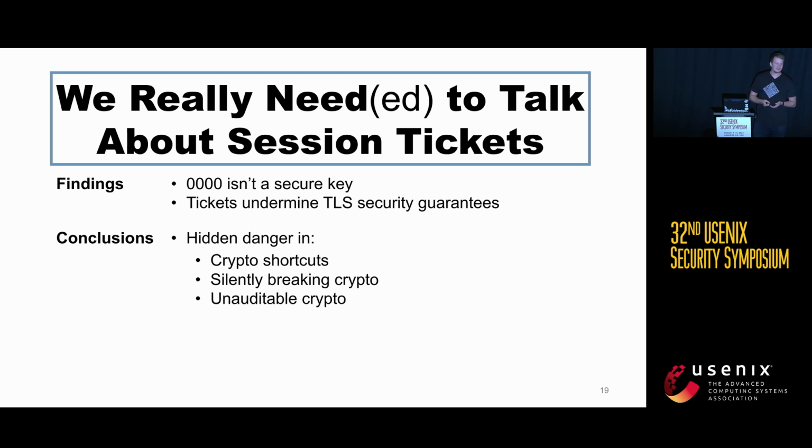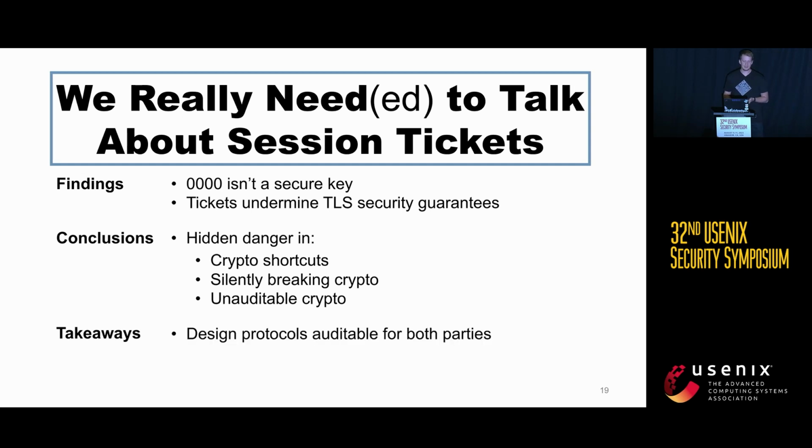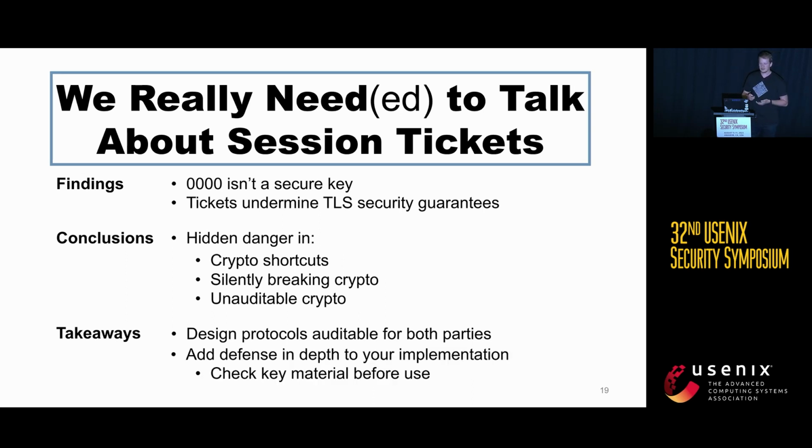And at the same time, even if your crypto breaks silently, at least it should be auditable. You should be able to verify that the stack used is secure. So as a takeaway, if you design protocols, make them auditable. Make sure that the client can verify that the key material used is secure and not chosen badly by the server or by any party. And if you implement some library, check the key material you use. If you get a zero key, maybe reject using that. TLS libraries could fall back to a full handshake and just not issue tickets under a zero key.